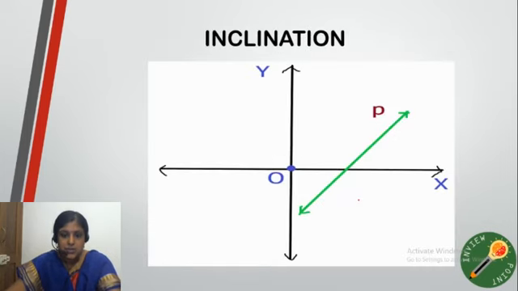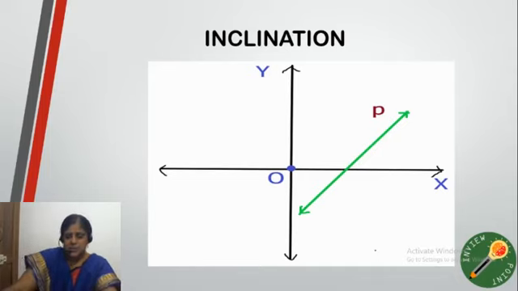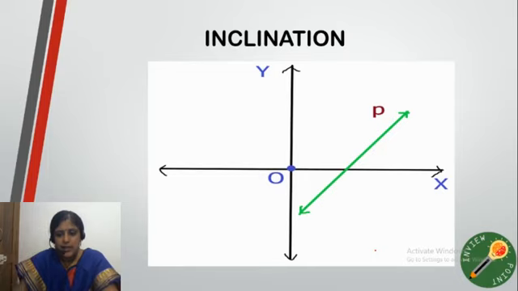So today in this class, we'll be discussing how to find the slope of a line. So students, now let's consider a line P. Consider any line, so let it be P. And let it make an angle theta with respect to the x-axis.